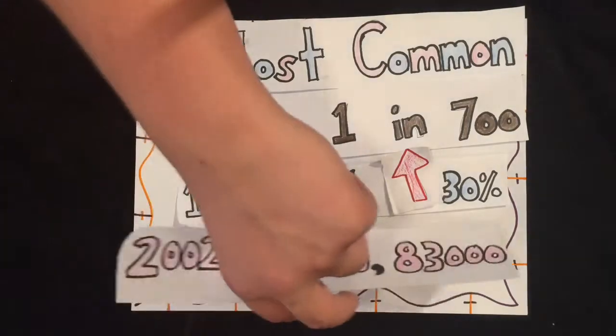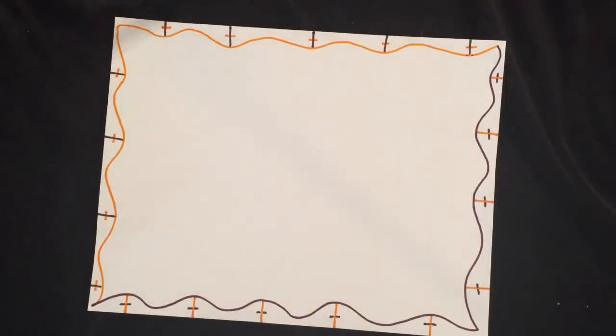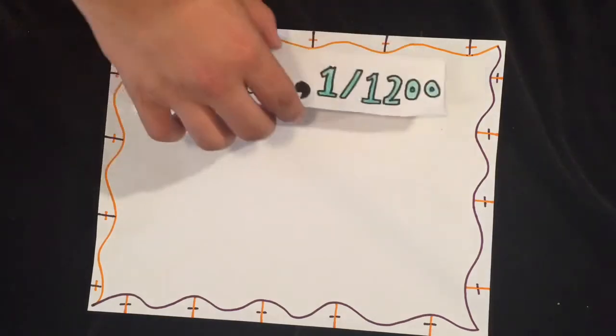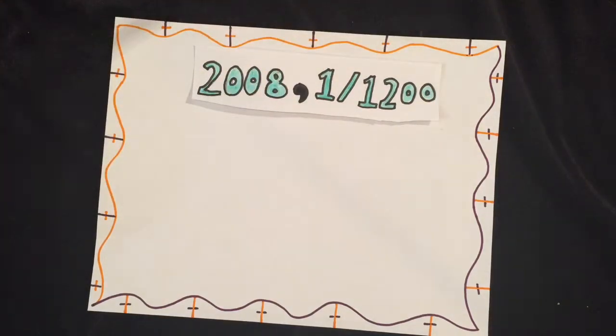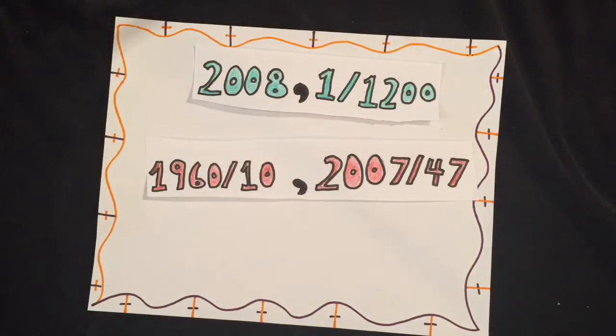In 2002, about 1 out of every 1,000 children and teenagers 0 to 19 years old had Down syndrome. This means that in 2002, about 83,000 children and teenagers were living with Down syndrome. Researchers estimated that in 2008, about 1 out of every 1,200 people had Down syndrome. In 1960, on average, persons with Down syndrome lived to be 10 years old. In 2007, on average, persons with Down syndrome lived to be 47.